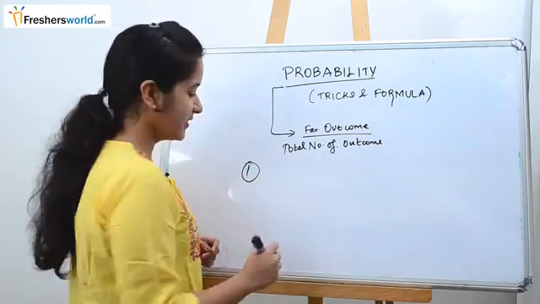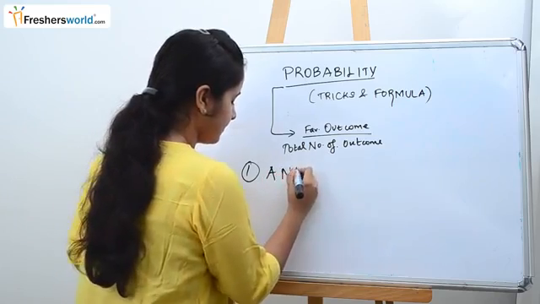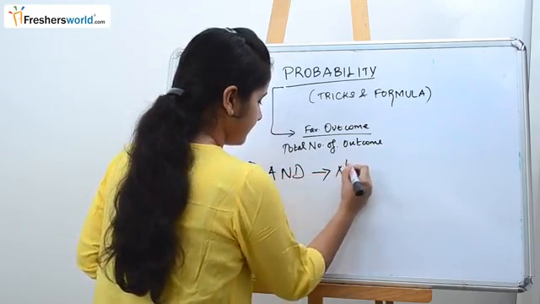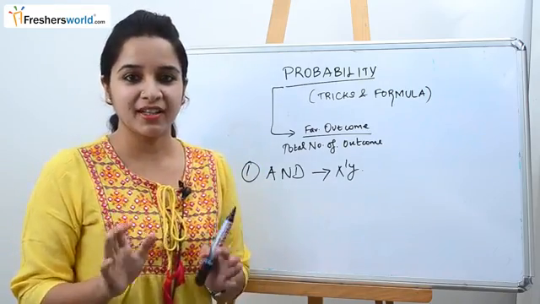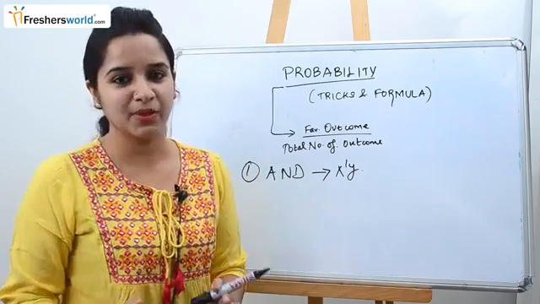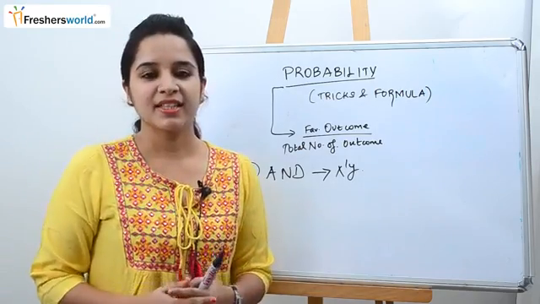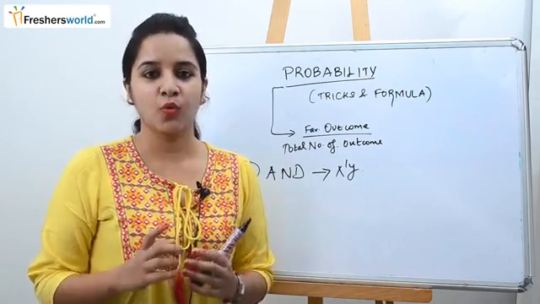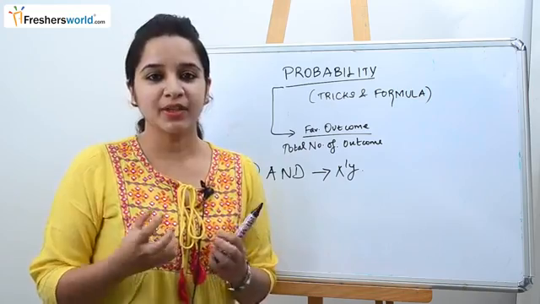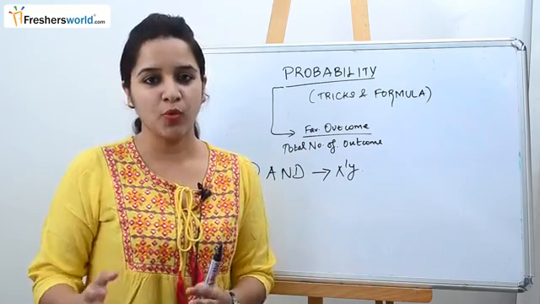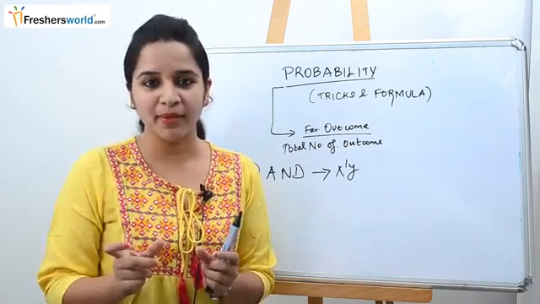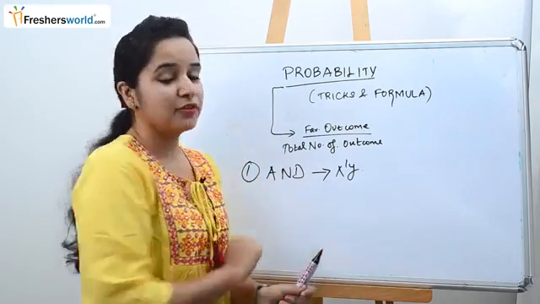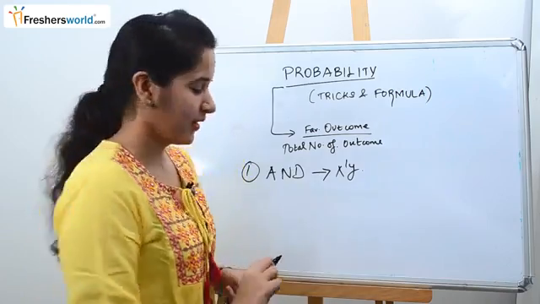The first trick is, if you see the word "and" in a question, it means you have to multiply. For example, 3 kings and 1 queen, or 3 red balls and 1 blue ball. If you find a question where they ask the probability of this combination with "and", then you have to multiply. So that is trick 1.